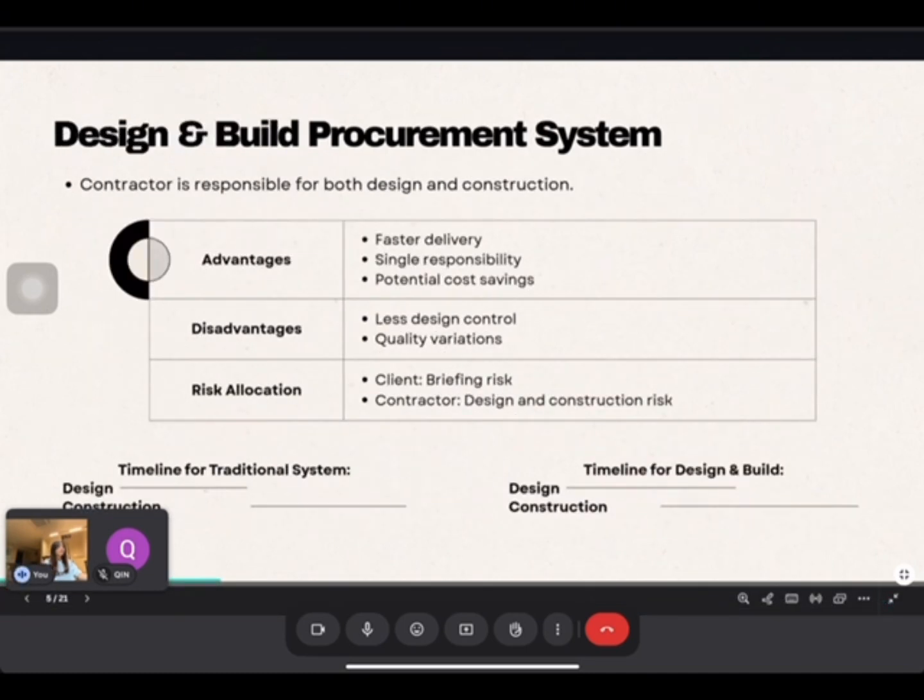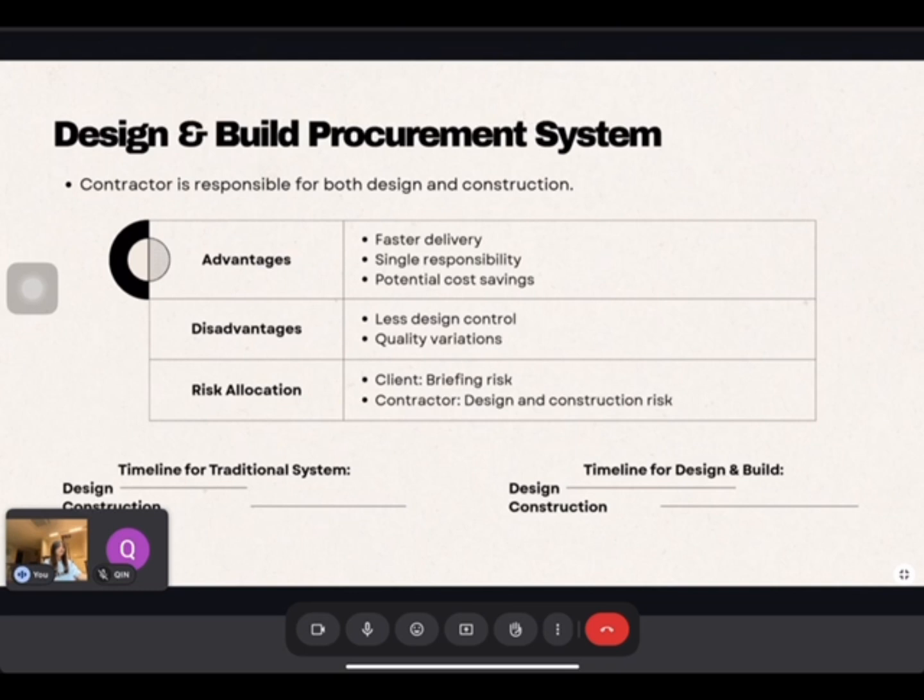In the design and build system, the contractor handles both design and construction. For the design and build system, the advantages are faster delivery, a single point of responsibility, and potential cost saving. But the disadvantages include the less design control and possible variation in the quality.